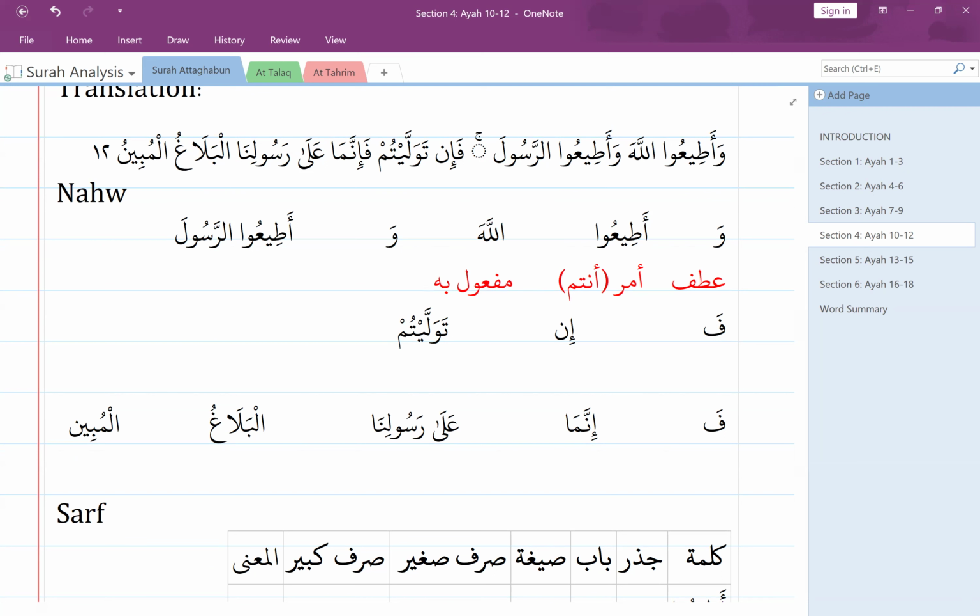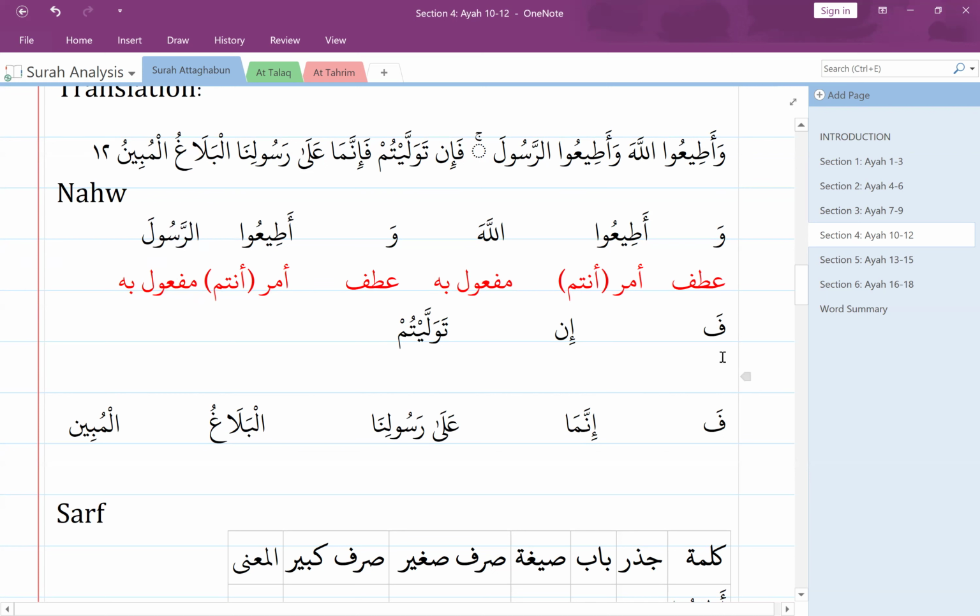So واو is again a حرف عطف. Same. أطيعوا is again فعل أمر. أنتم ضمير is the فاعل and الرسول is مفعول به for أطيعوا. Exactly. So we're just going to copy paste that one there.